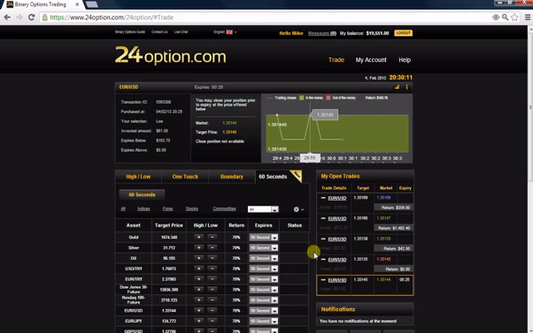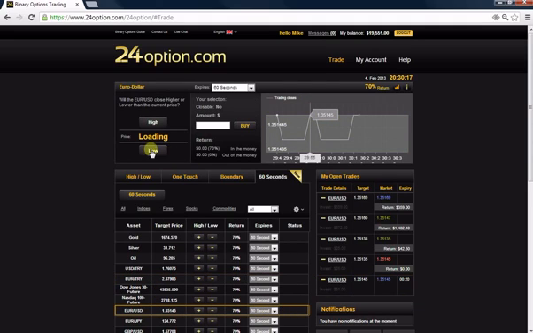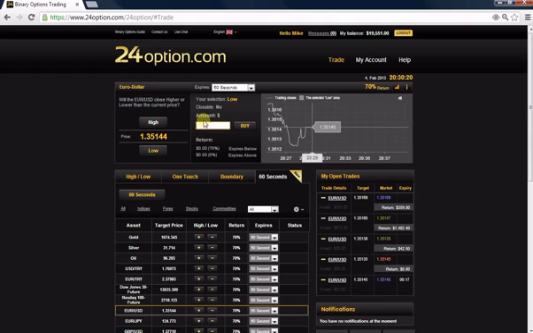So looks like this one's kind of hovering around. We're going to want to go to the Euro-US dollar again, hit low. Go with $25 again. Now it may tie. Regardless, okay, it looks like we're going to win this one.